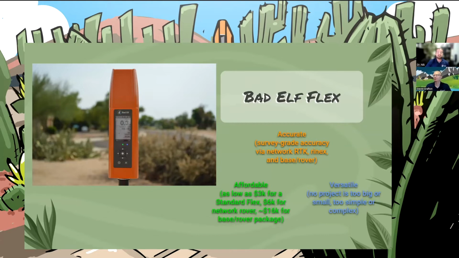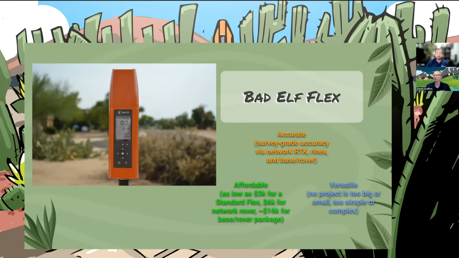You can see there that the Bad Elf Flex pictured in the image can go as low as $3,000 for our standard version, $6,000 for our extreme accuracy version. That's unlocked. That means fully survey grade all day, every day. And about $16,000 if you're looking for a traditional UHF radio-based rover package.